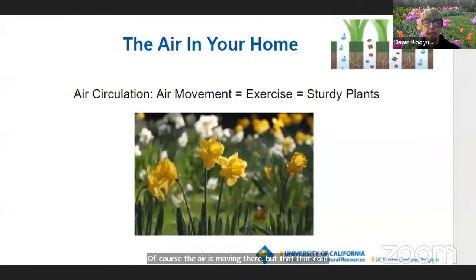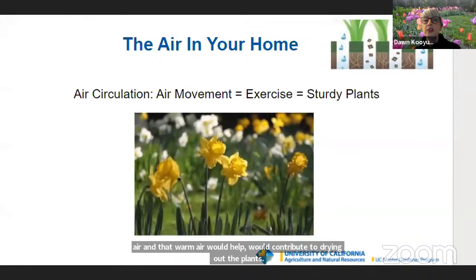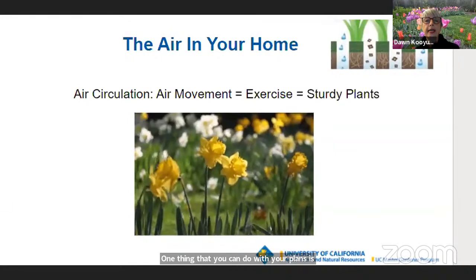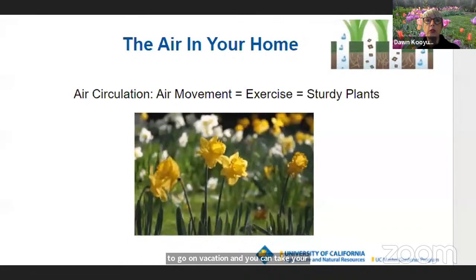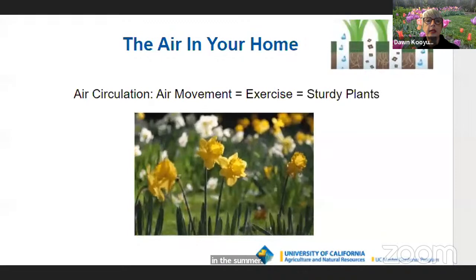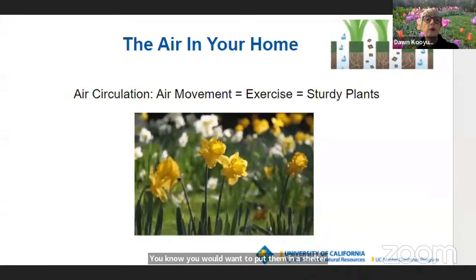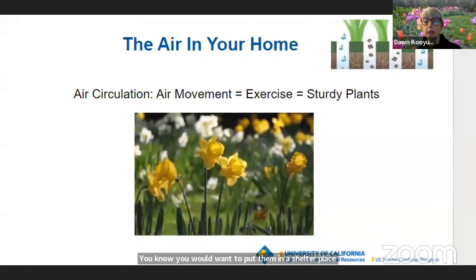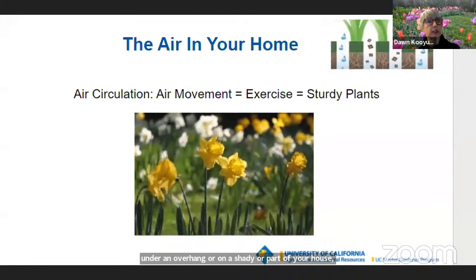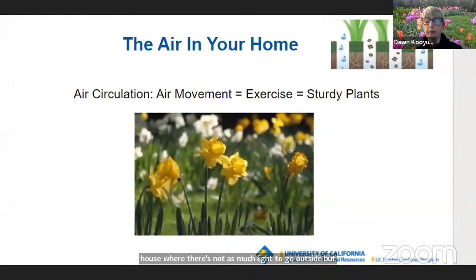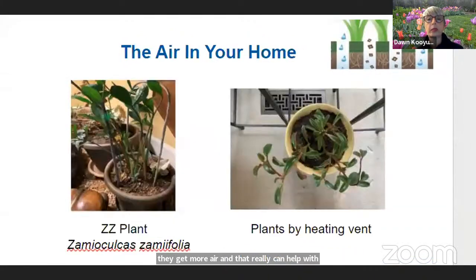drying out the plants. One thing that you can do with your plants is plants like to go on vacation. And you can take your plants outside in the summer. You would want to put them in a sheltered place under an overhang or on a shadier part of your house, because they're coming from inside the house where there's not as much light to going outside, but they get more air, and that really can help with keeping them happy.